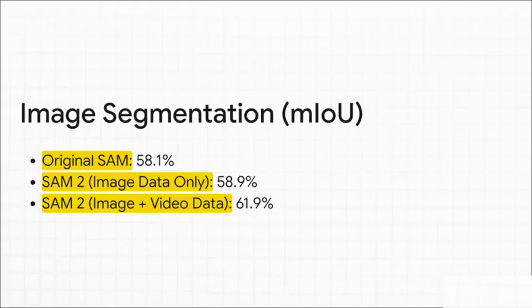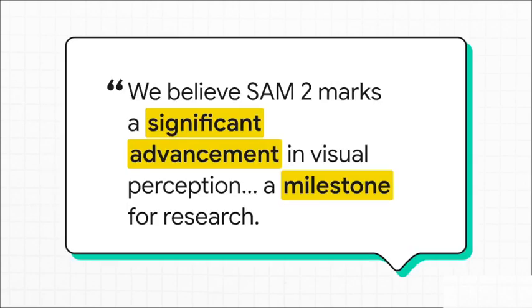Even when it's trained on the exact same image data, SAM-2 is already more accurate than the original. But when you add all that video data into its training mix, its performance on images jumps up significantly. It turns out that teaching an AI to understand motion actually makes it better at understanding a still life. The research team really put it best themselves. They see SAM-2 not as just another small improvement, but as a genuine milestone for the entire field of visual perception. It's a new foundation that future research and countless new applications are going to be built on.